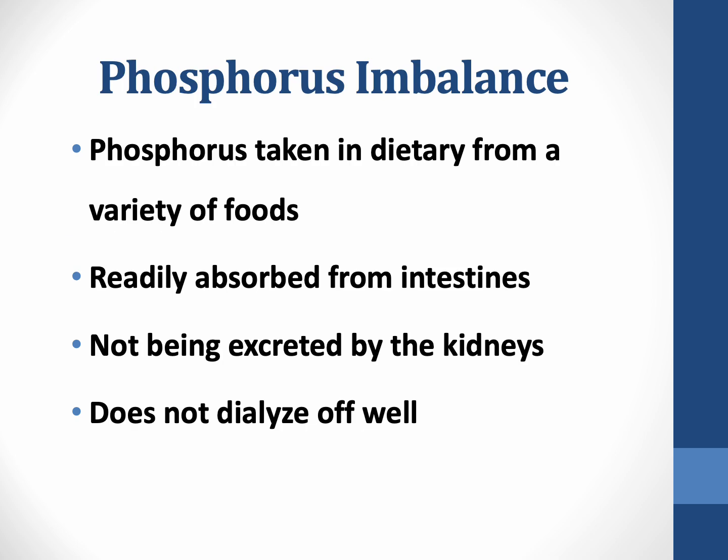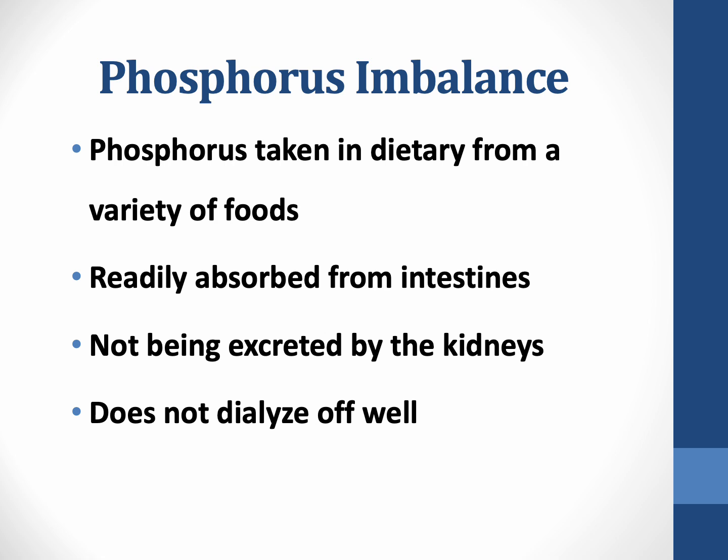Normal phosphorus is 2.8 to 4.5, but in ESRD it is expected to be higher. So if your patient is undergoing dialysis and has ESRD, the normal for phosphorus would be around 3.5 to 5.5, ideally less than 6 though.